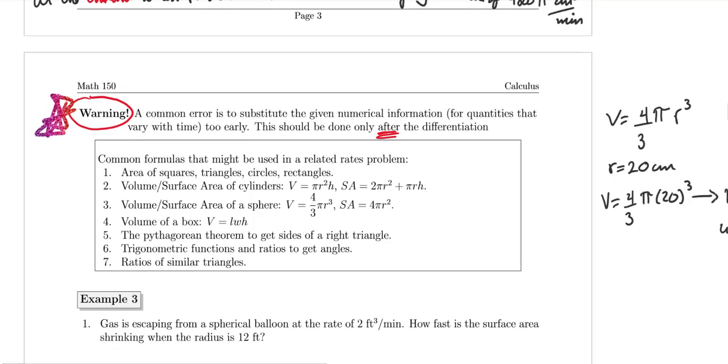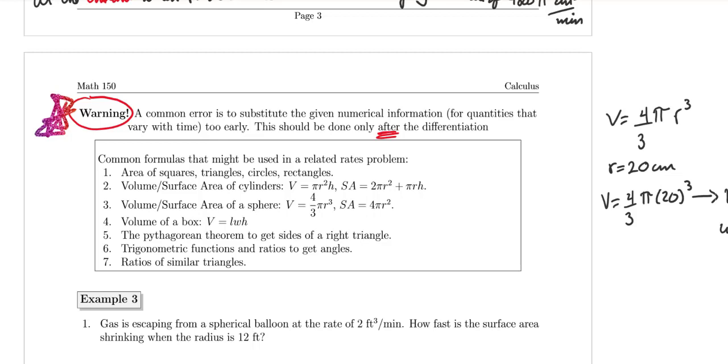Now, some of the common formulas that we will encounter in related rates problems are the areas of squares, triangles, circles, rectangles, and the volume or surface area of cylinders, which I provided the formula here. The volume for a cylinder is pi r squared times h, which is essentially the base of a cylinder, which is a circle, with an area pi r squared times the height, which is just h, and the surface area here, which is 2 pi r squared plus pi r h.